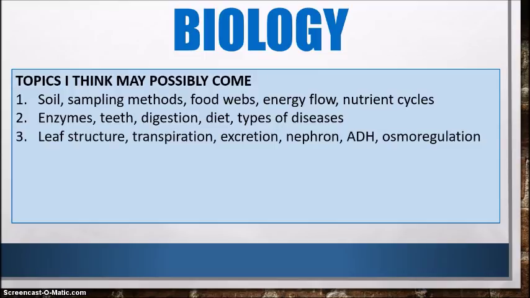Thirdly, I believe that leaf structure, so the structure of the dicotyledonous leaf, particularly the internal structure, may come. And then closely relating to that, you could possibly have a question about transpiration and the movement of water through the plant. And then also I'm feeling that a question related to excretion, possibly even the structure of the nephron and its function, then ADH and its role in osmoregulation.